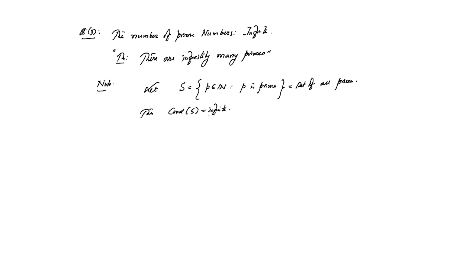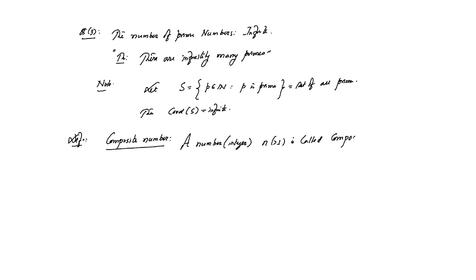Okay, and here we will do one important theorem, and before that we will do one more definition. This is the definition of composite number. So if a number is not prime, then that number is called a composite number. So a number, or the number means integer, say n, this is greater than 1, is called a composite number if it is not a prime.